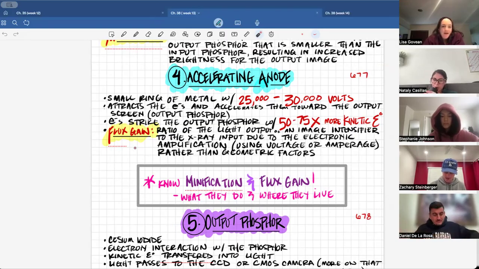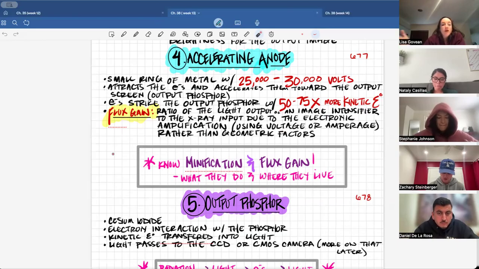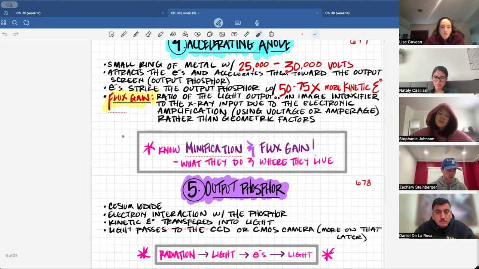And then after the electron lenses, you have the accelerating anode, which is kind of familiar to us, in the sense of it attracts the electrons, and then you accelerate them toward the output screen. Like a target anode, also another small ring of metal. We use tungsten in the X-ray tube.